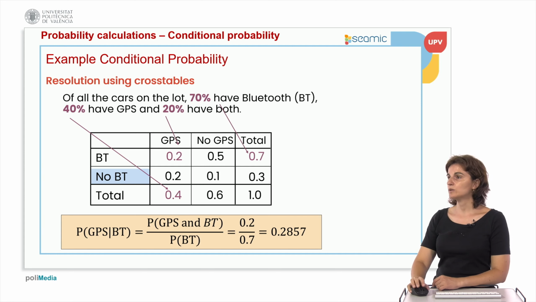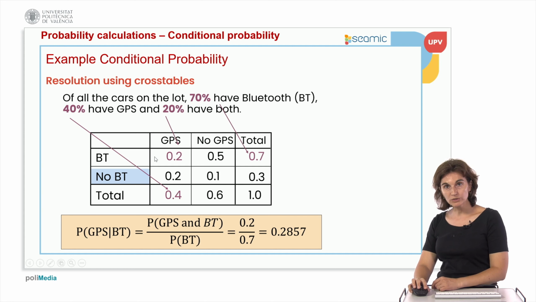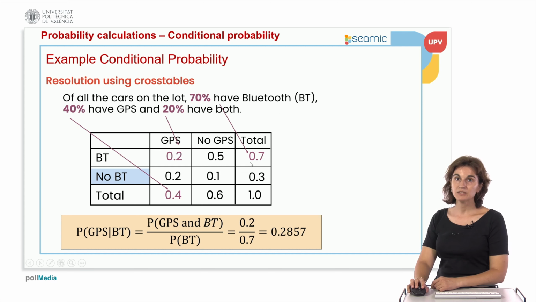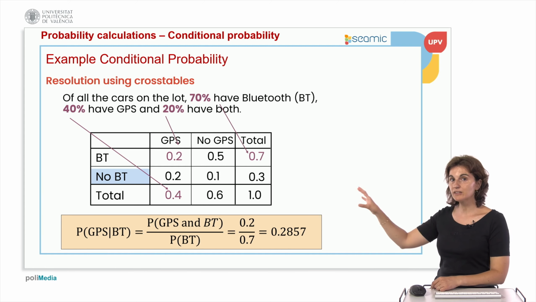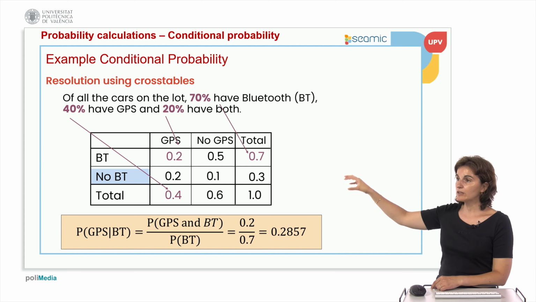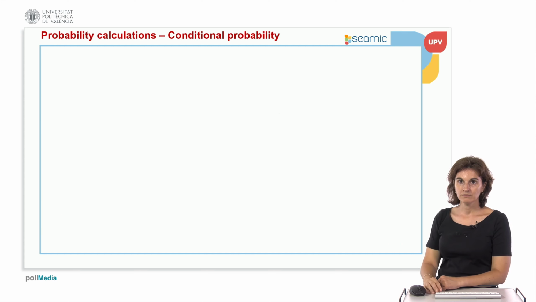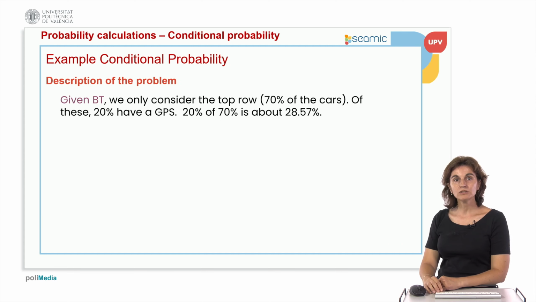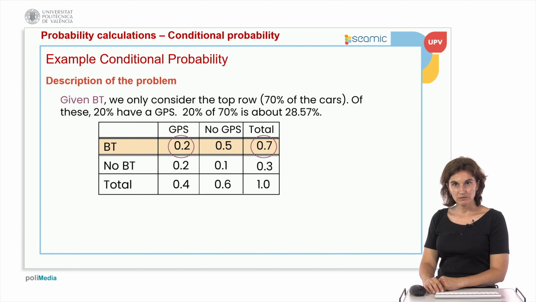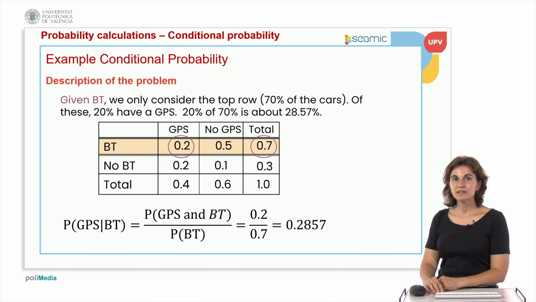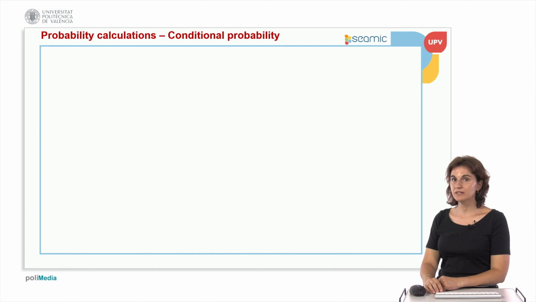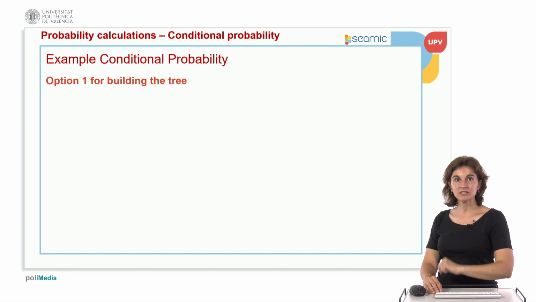In other words, what we are considering here is that among all cars that have Bluetooth, and we are referring to this row, among those cars that have Bluetooth, 0.2 over 0.7 have GPS and Bluetooth. So applying the formula and checking in the cross table, we can obtain the value of the probability of GPS given Bluetooth. Also, we can work with this table in a different way, and we can see how we obtain the information from the first row as we described before.